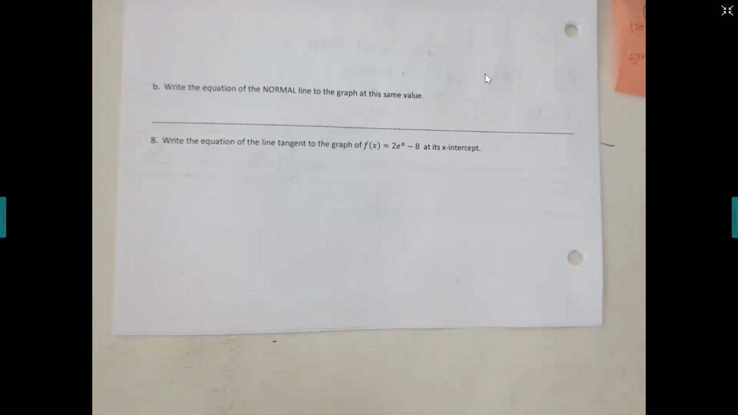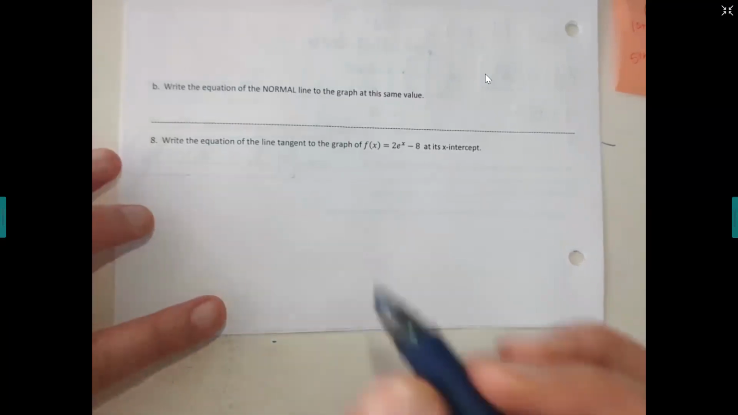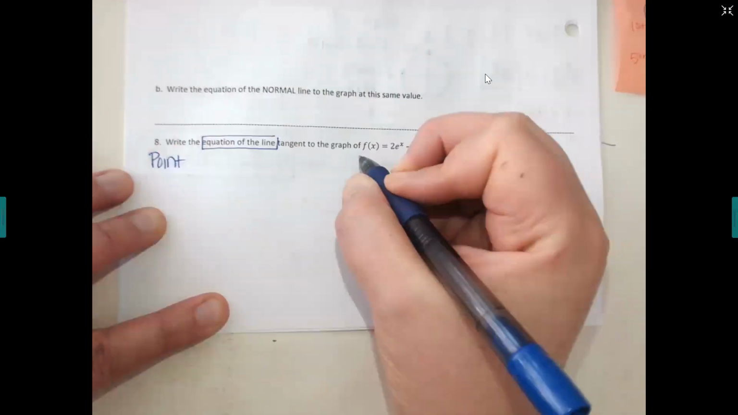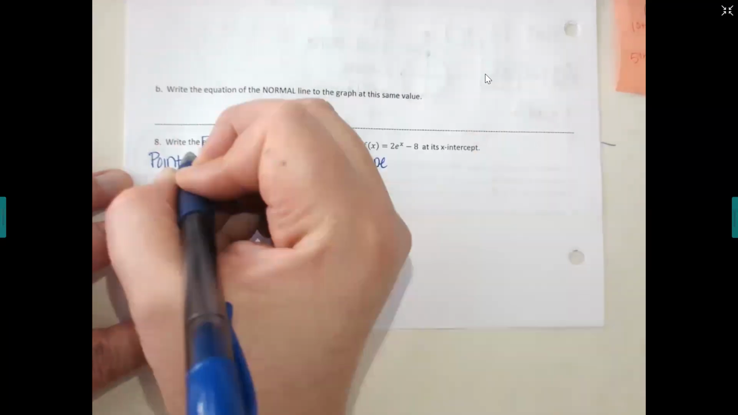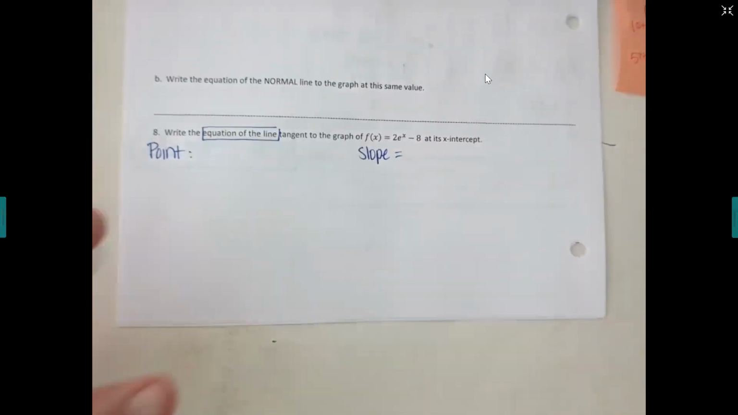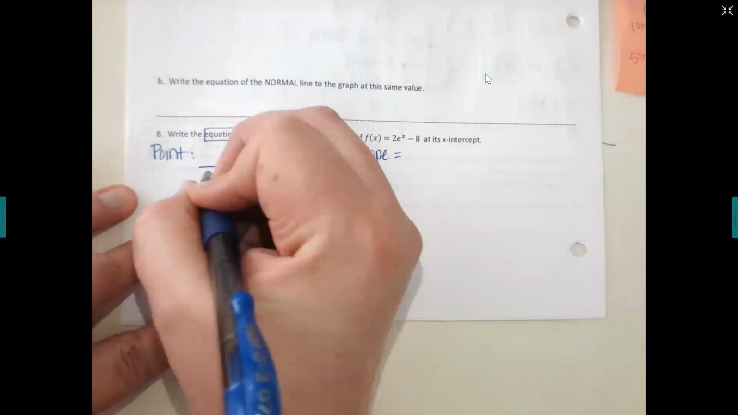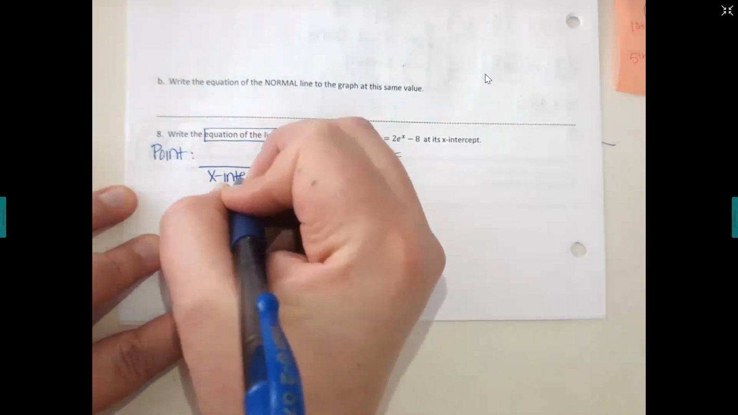Number 8 says, write the equation of the line. As soon as I read equation of a line, I know my ingredients. I'm going to need a point, and I'm going to need a slope. Then it says tangent to the graph of 2e to the x minus 8 at its x-intercept. Okay, so for the point, I'm going to put here that I want an x-intercept.